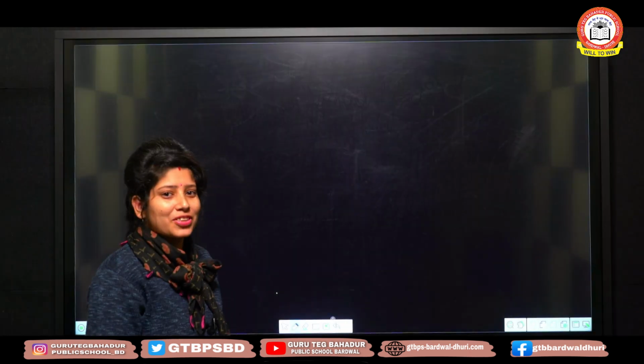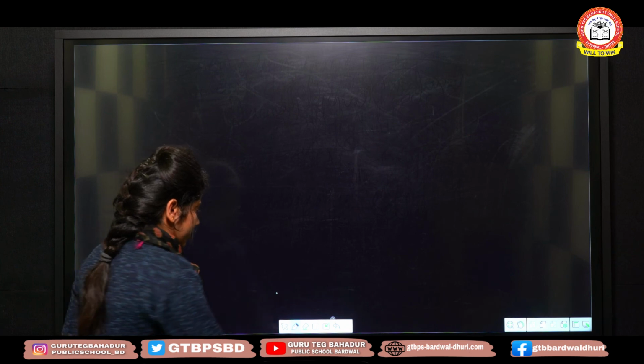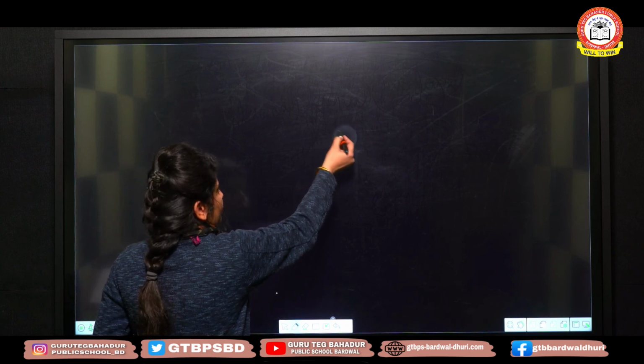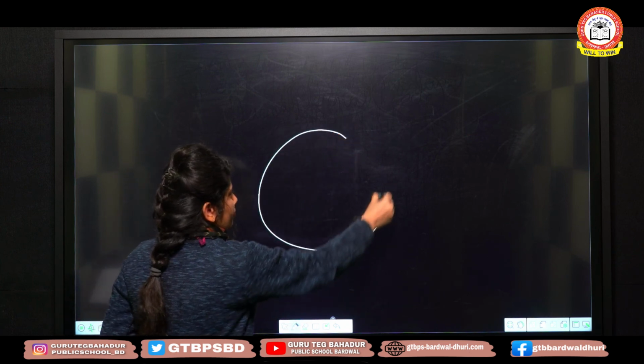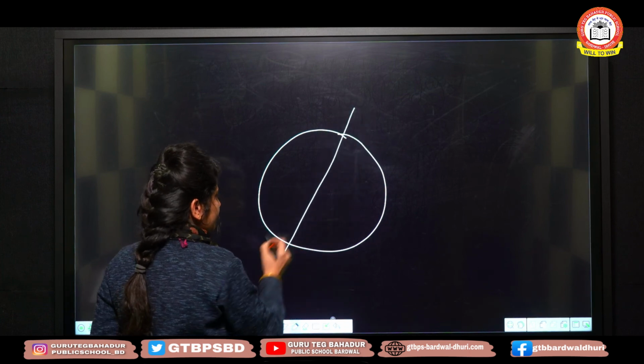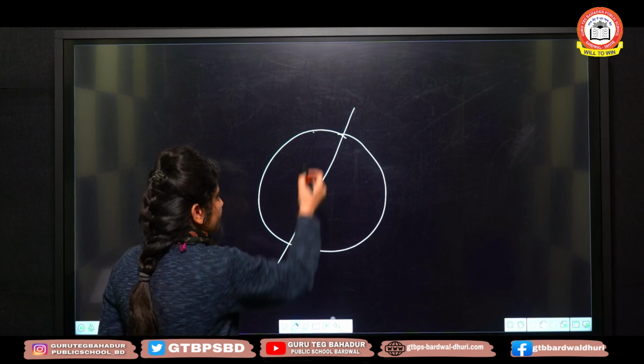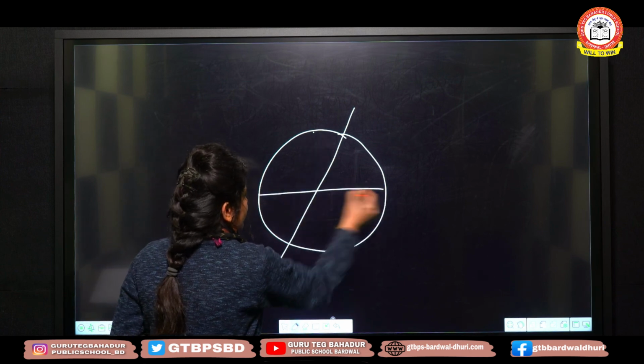Okay, welcome back to the same topic which we were discussing earlier. So, our Earth, this is the tilt. We were discussing latitudes and longitudes. Okay, so let's draw.